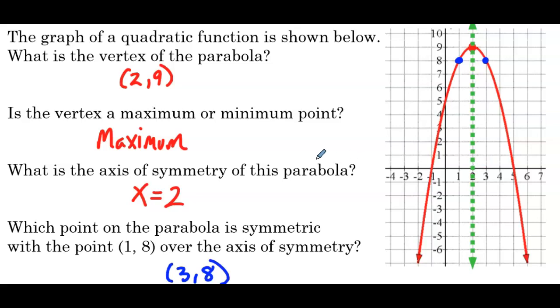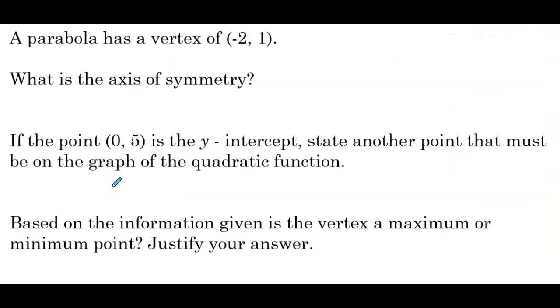Okay, so all this information, as we use it more, is going to be easier for us to remember, but these are key facts about parabolas that are really helpful for us to create the graph from a function with as little work as possible. That's the key point there. A parabola has a vertex of (-2, 1). What is the axis of symmetry? Well, we said the axis of symmetry is a vertical line that goes through the vertex. So they share the same x value. So the axis of symmetry is x equals negative 2.